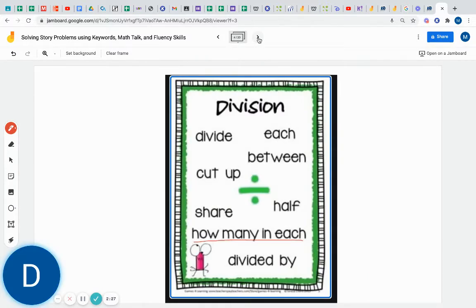And last but not least, sometimes you're going to see these words in your story problem. It's going to come out and tell you to divide something, how many are in each, or between, if you cut them up, if you share them, if there's half as many, or it tells you to divide it by, or how many in each, then you know that you'll be dividing those facts.